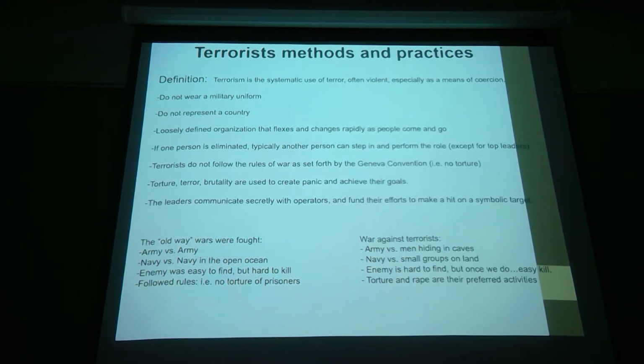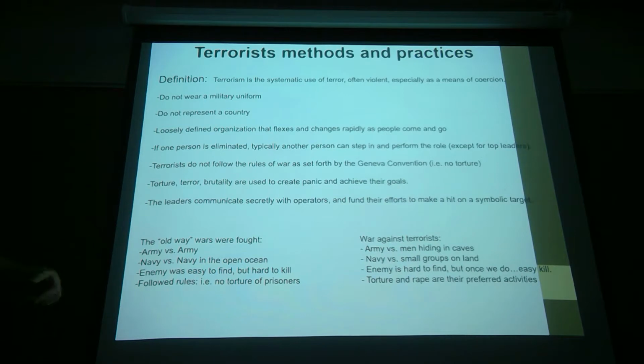The leaders communicate secretly. They often try to hit symbolic territories or symbolic targets. When ISIS was at its height, it was going into places and tearing down old sites that were Christian sites, or sites that were non-Islamic, okay? Because they were trying to change the history of the area. They wanted it to be wiped out, okay? So again, those are symbolic targets.